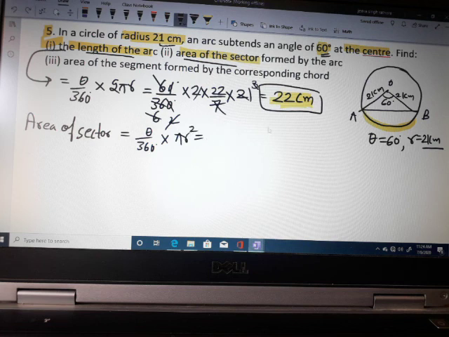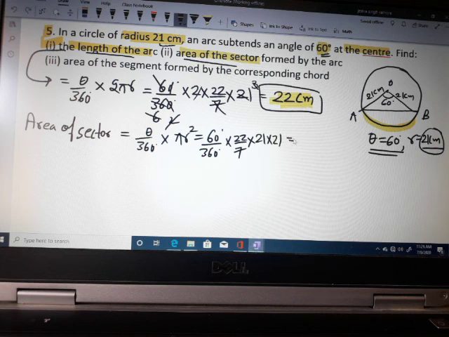Put the value: theta is 60 degrees upon 360 degrees into pi, equals 22 upon 7. What is the radius of the circle? This is squared, 21 into 21. After solving this you will get the answer, that is equal to 231 centimeter square. Simple. I hope you solve this one.